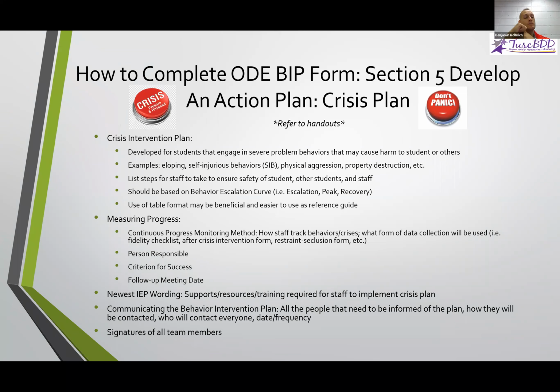So a crisis intervention plan, you're going to develop for the students that engage in severe problem behaviors that may cause harm to the student or others. Examples: like I talked about, eloping out of the school building or out of the classroom, right? Big time eloping, not just getting up out of the seat and walking around. Self-injurious behaviors, or SIBs, that's when the child is hurting themselves. Physical aggression, so hurting others. Property destruction, so breaking things, destroying things, throwing stuff.